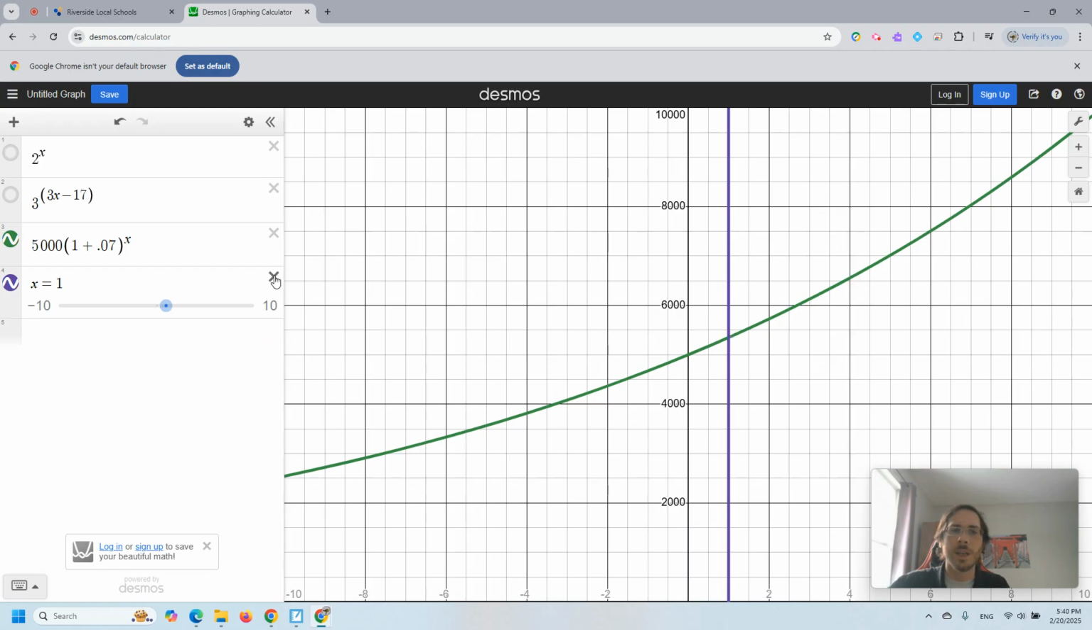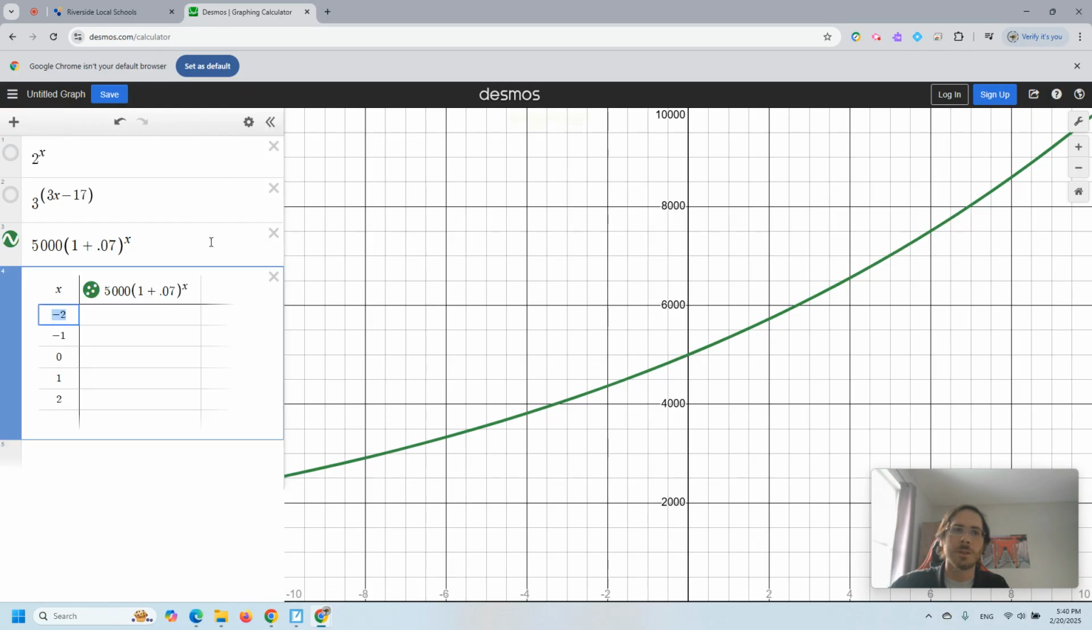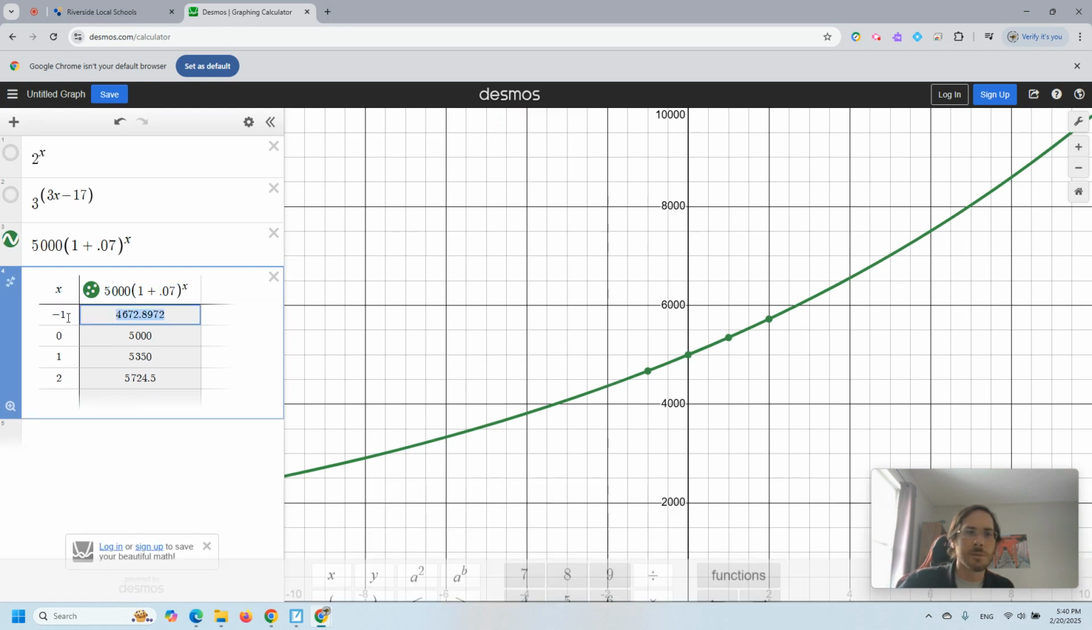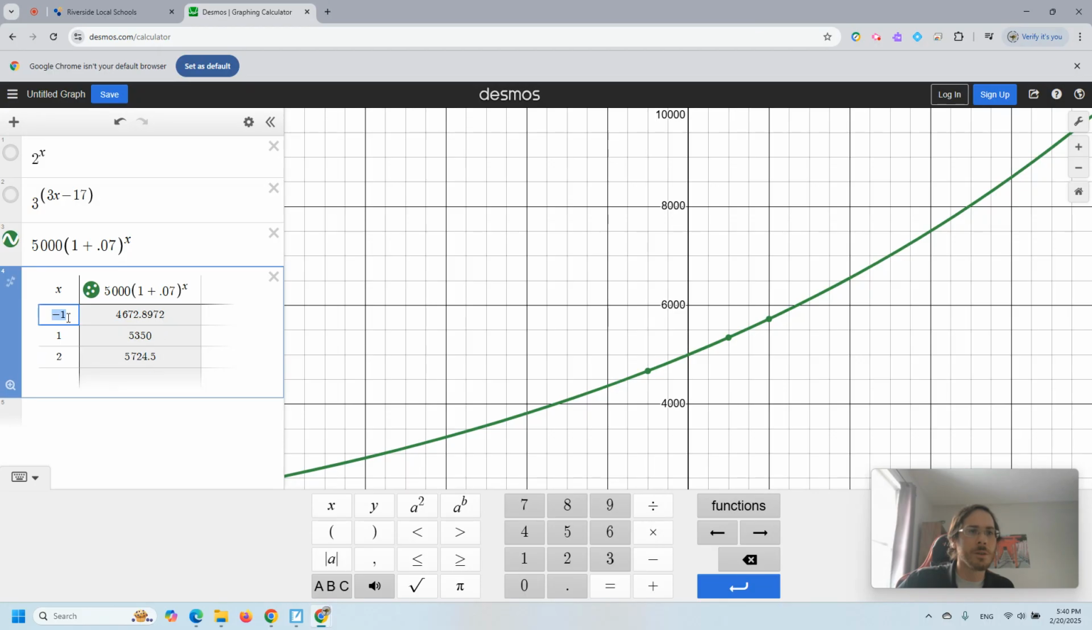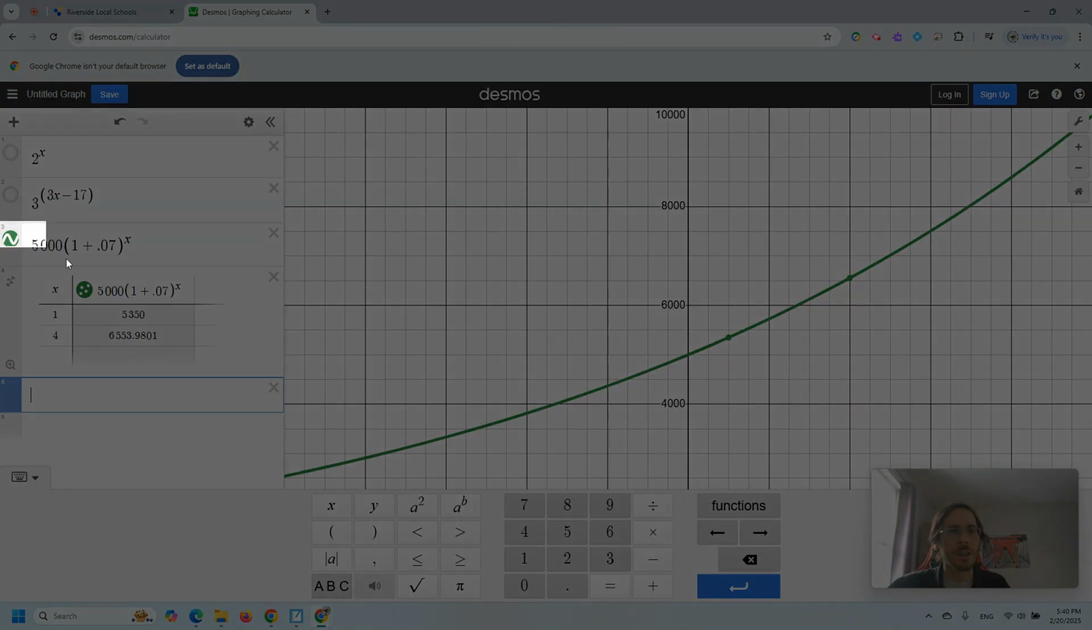Option 3 is the option I think is going to be the best, which is if I hit the gear and make the little table, I can actually just type in what I want. I don't want -2. I don't want 0. I don't want -1. I want 1 and 4. Those are the two that I want. So I think for me, this is going to be the best thing.